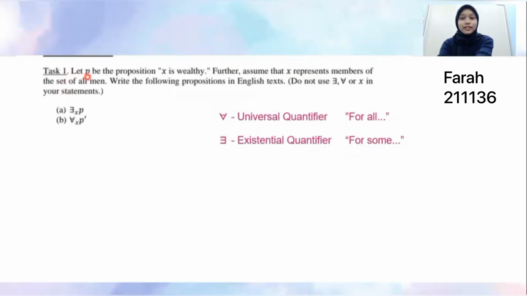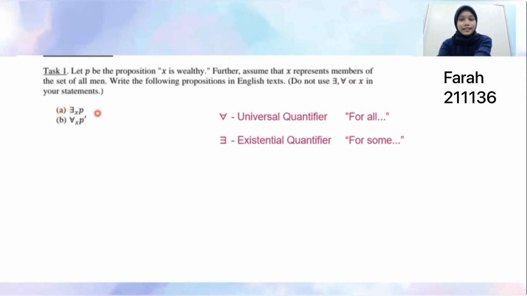For task 1, let P be the proposition X is wealthy. Further assume that X represents members of the set of all men. Write the following propositions in English text. Do not use the existential quantifier symbol or the universal quantifier symbol on X in your statements.